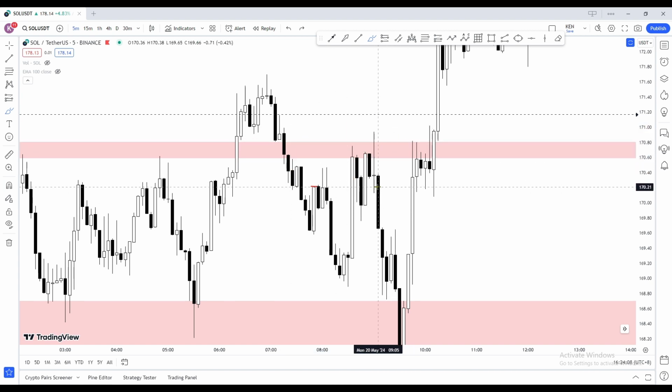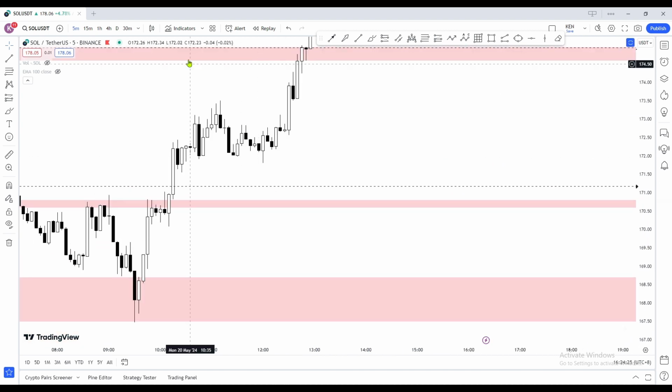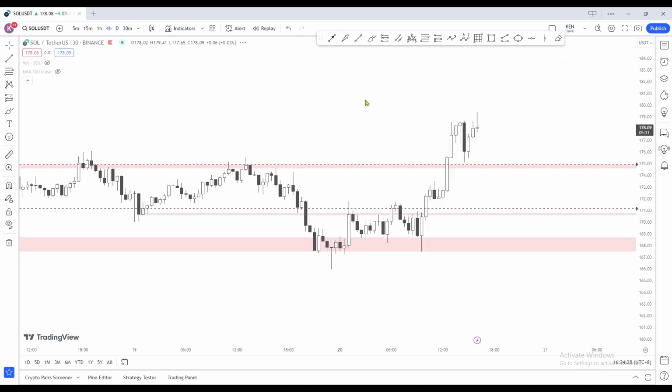Susundin ko yung plano. And then, as you can see, we have this peak right here. This huge candle right here. So, ang nangyari, sumilip na yung market. So, nag-add ako dyan. And then, guess what? We got rejected, bro. So, yun yung nangyari.